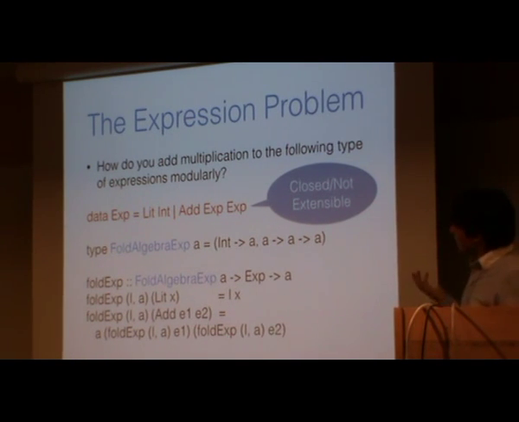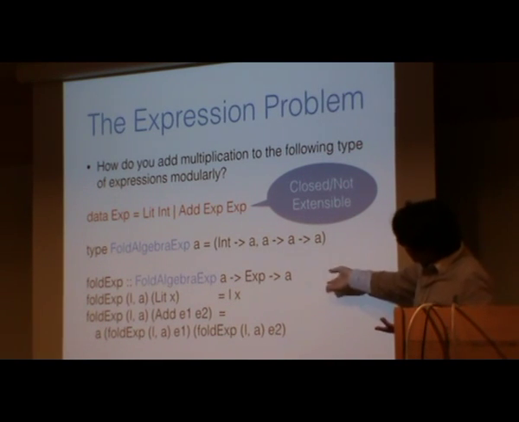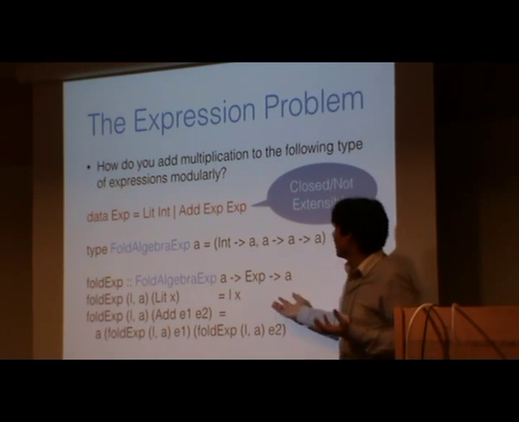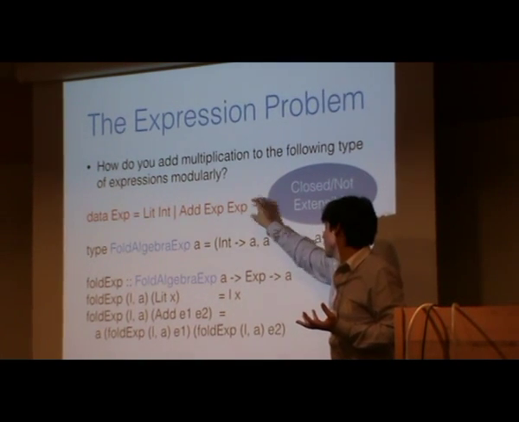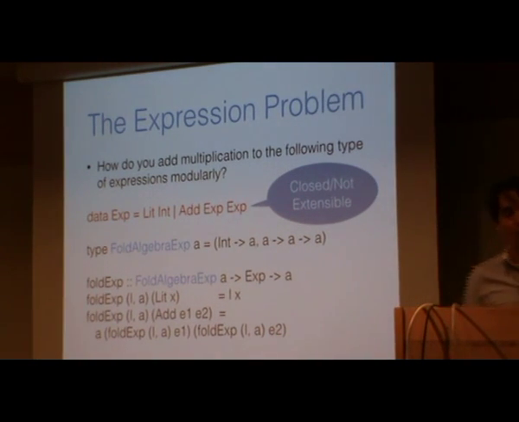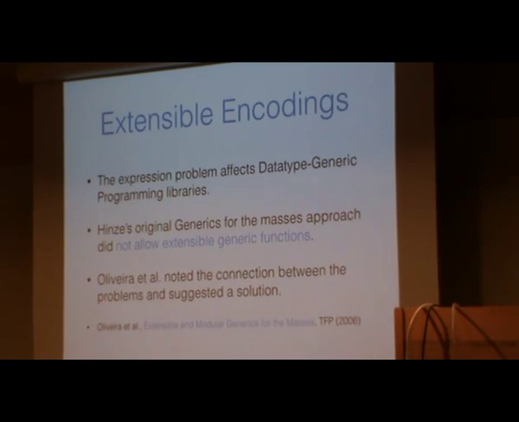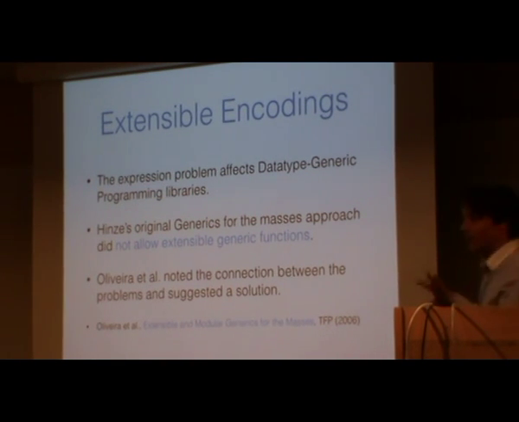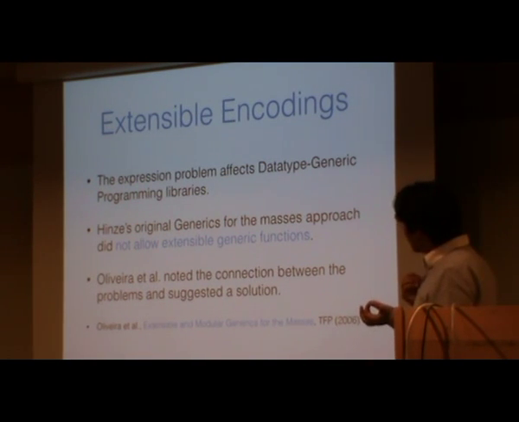And so one problem with this is if you wanted to add multiplication, actually you would have to go and pretty much modify everything. So you would have to come here, add multiplication here, and then modify all the previous code. Okay, and this is quite bad in terms of modularity. The expression problem, interestingly enough, also affects data type generic programming libraries, which was what I was working on at the time.